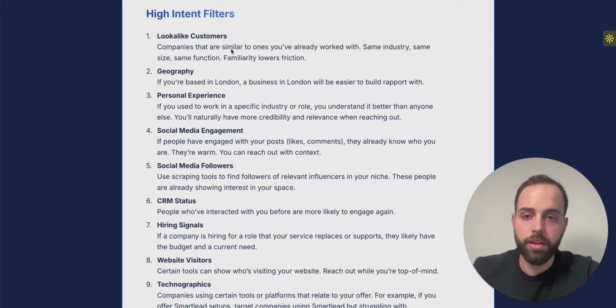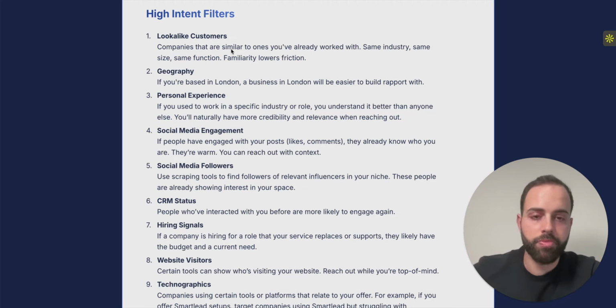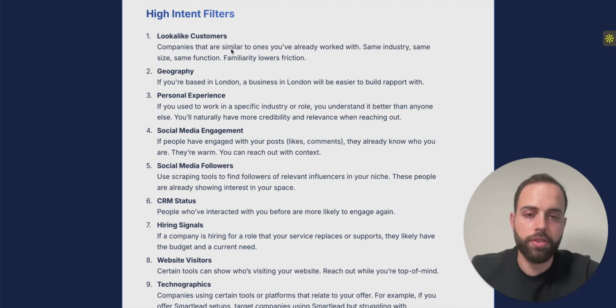Number two is geography. I'm based in London, so it makes sense for me to go after marketing agencies that are based in London because it's going to be easier to build rapport with. Also, it allows you to add an extra level of personalization in your scripts. So if you mention something that is London specific, like a certain area or a certain restaurant or a coffee shop that you can also meet up with the prospect for an in-person meeting, that also increases your chances of getting a response.